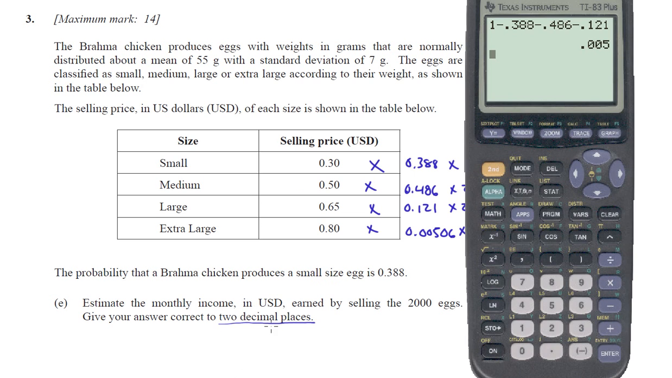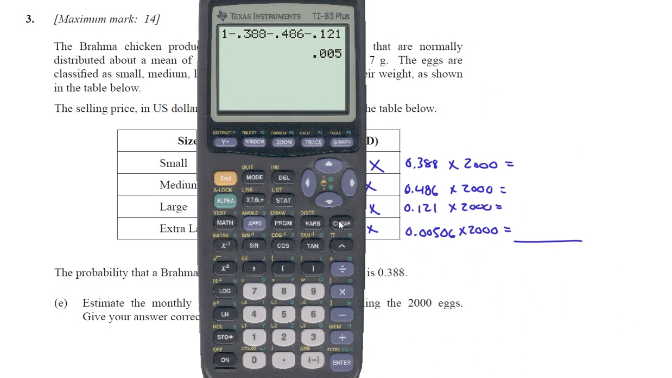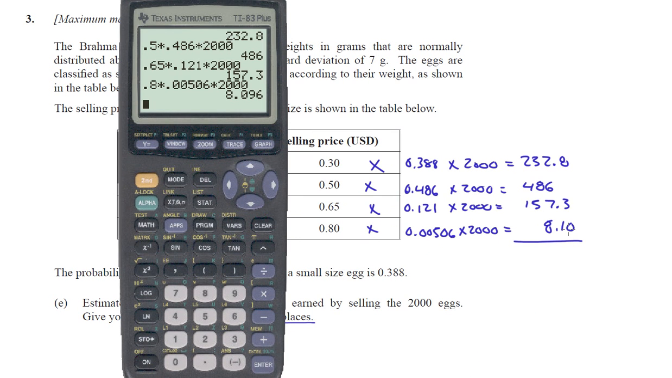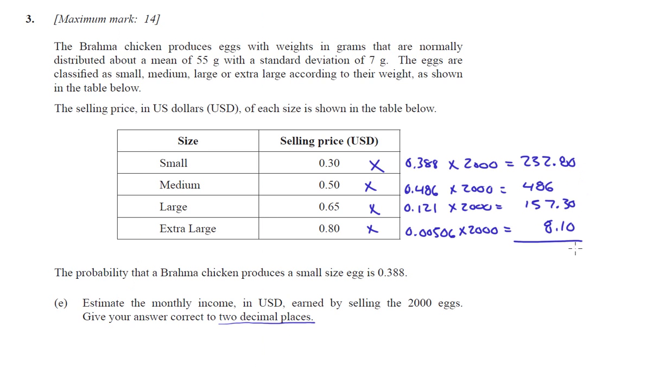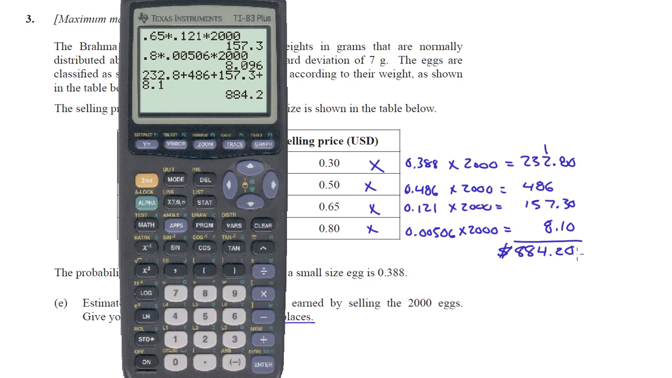Okay, so let's calculate that out. Here's all the calculations done, and now all we have to do is add these all up. Carry that. And when we add it all up we get 884.20. So they'll end up making $884 with their 2,000 eggs. That's pretty good, it seems. Okay, on to number 4.